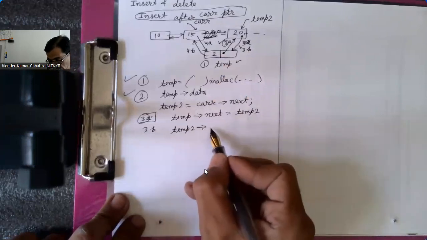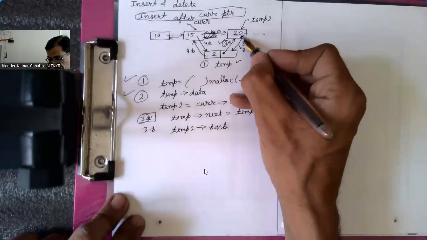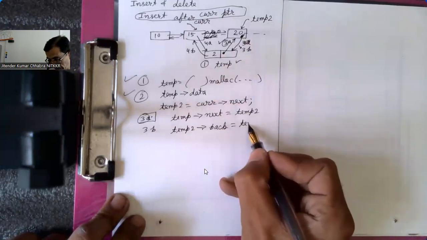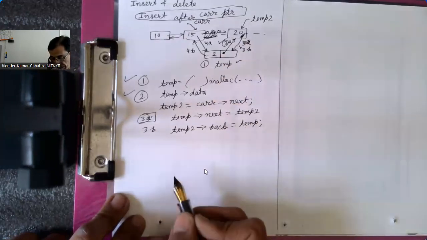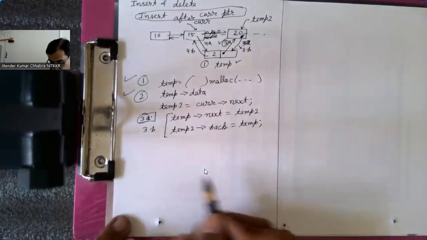Arrow link or arrow back. Temp2 is the node, this back pointer to be linked with temp, the new node. So 3 becomes one pair. I have done this part.